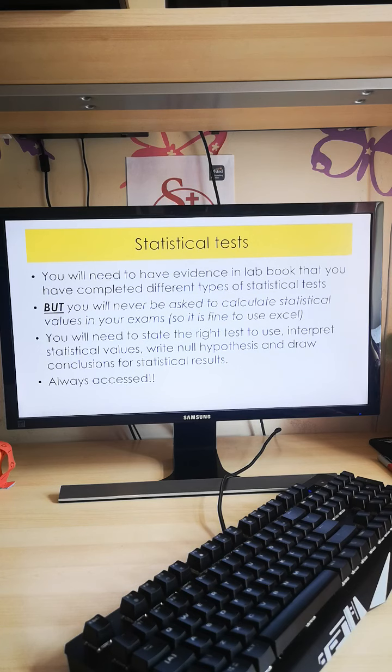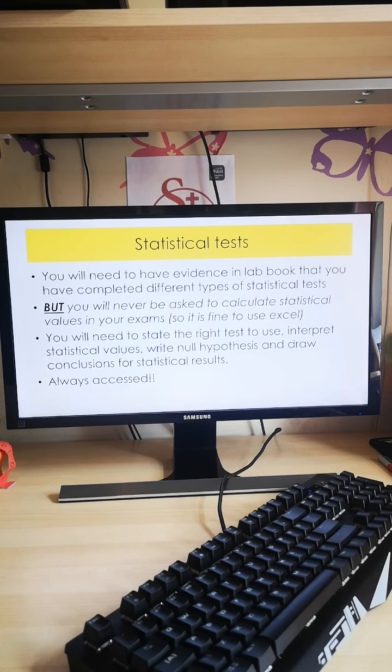Okay, so in the last video I said I would make it very clear what you need to be able to do and what you don't need to be able to do when it comes to statistical tests. You will need to have evidence in your lab book that you've completed different types of stats tests. So we will do some calculations. We will practice some calculations this week as well, but we won't ever be asked to do that in the exam. You will never be asked to calculate a statistical value in your exams. You will never be asked to calculate standard deviation.